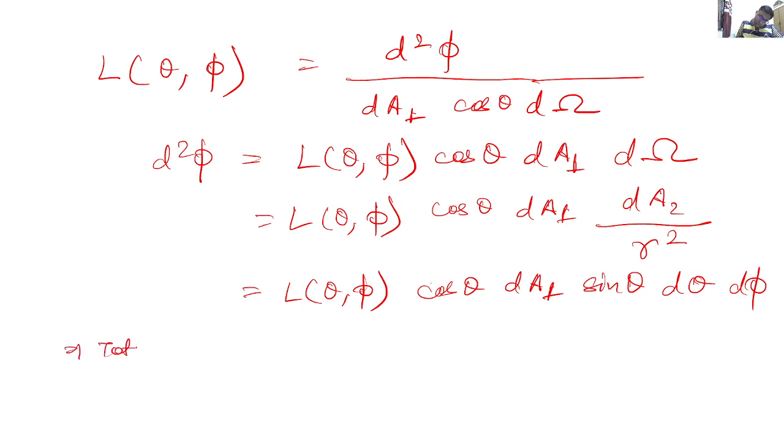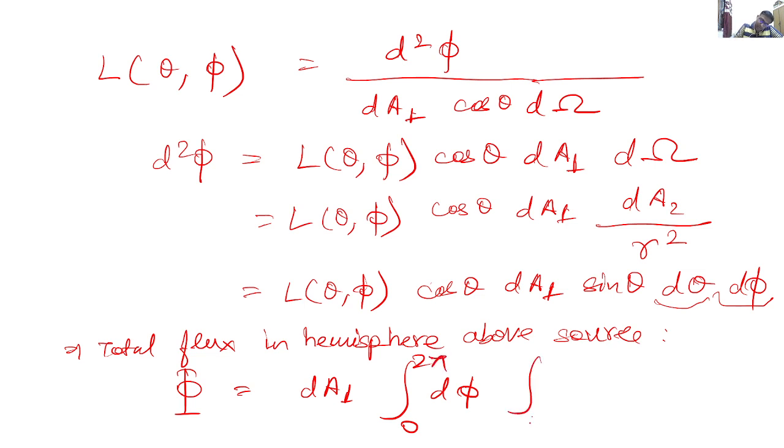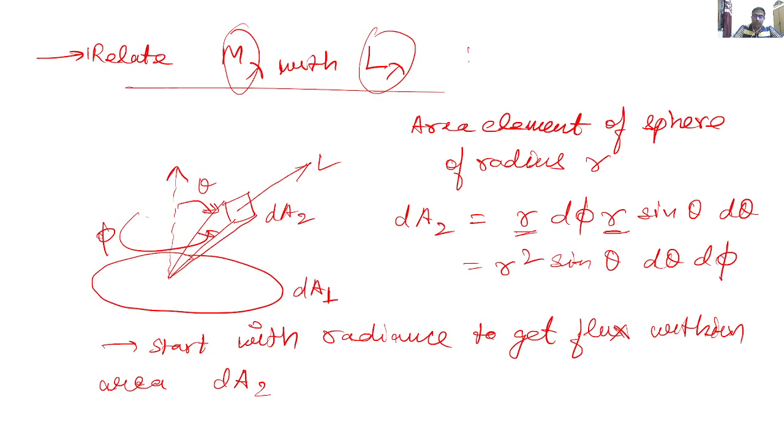So this implies that the total flux in the hemisphere above the source, when we integrate it over the different thetas and phi, will come out to be phi, which is dA1 integral of d phi, which will vary from 0 to 2 pi, and 0 to pi by 2 of d theta, L(theta, phi) cos theta sin theta d theta. Now it is pretty clear that theta can only move from 0 to pi by 2, 90 degrees, and phi can move from 0 to 360 degrees, which is nothing but 2 pi.